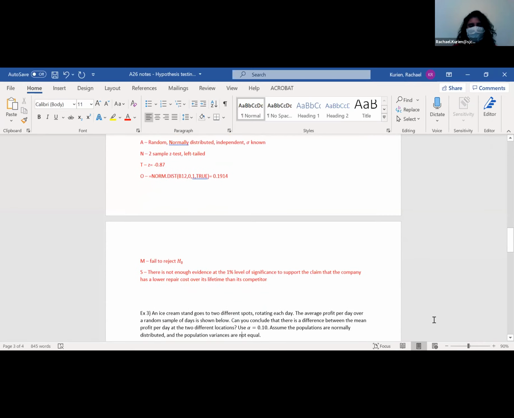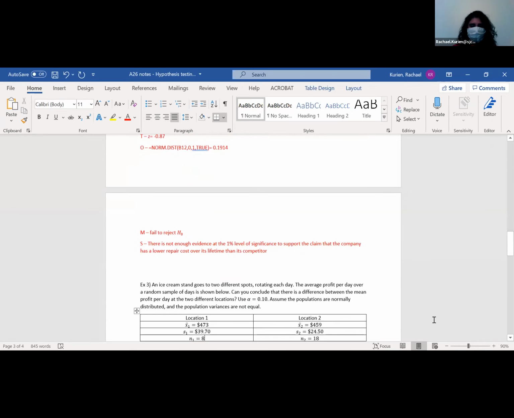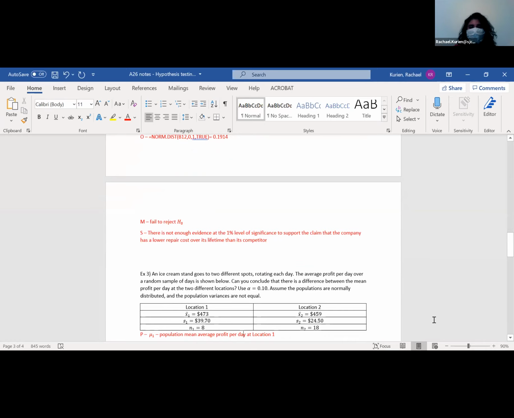All right, let's get to number 3. Ice cream. An ice cream stand goes to 2 different spots, rotating each day. Ice cream sounds really good right now. I could go for some cookies and cream ice cream.